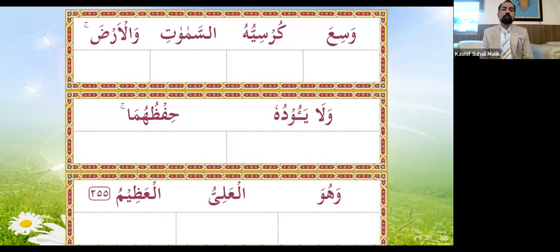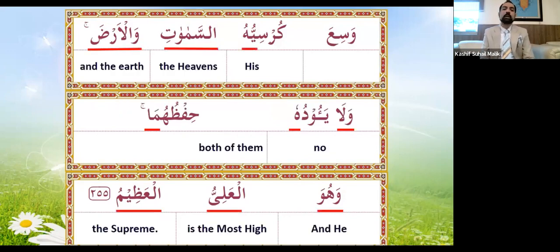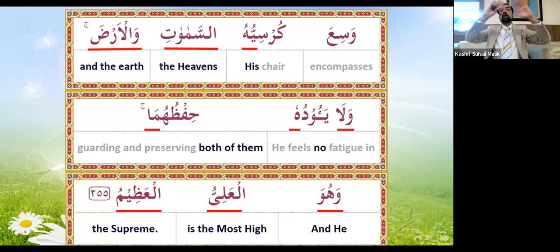So now, brother, next. Look at all these red underlines. We know them already, alhamdulillah. So let's look at the remaining words. So wasi'a is to cover, to encompass, kursiyyuhus samawati wal ard, his chair encompasses the heavens and the earth. Wala ya'uduhu, and he feels no fatigue, no tiredness, no exhaustion in hifzuhuma, guarding and preserving both of them, meaning the heavens and the earth. Wahuwa, and he is Aliyyul Azim, the most high, and Azim is the supreme.